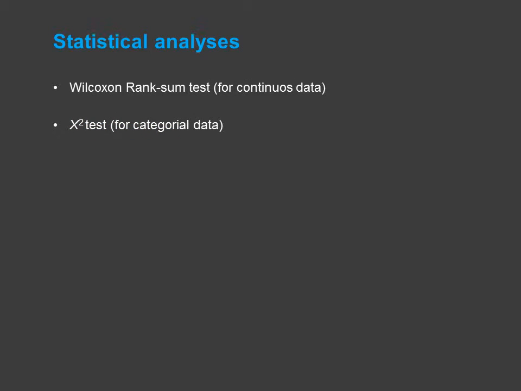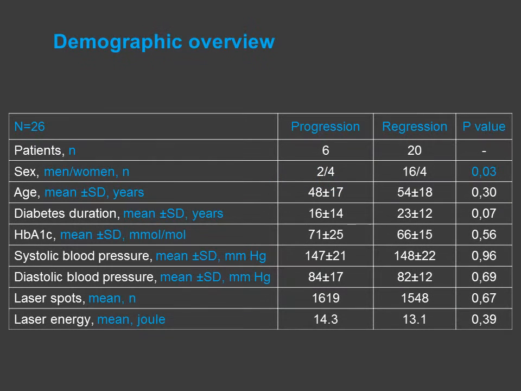We did a Wilcoxon and a Pearson chi-squared test. There was a demographic overview, again looking at the 2 groups, progression and regression. 26 patients, 6 progressed, 20 regressed, just to show you that there weren't any differences between the 2 groups, only when we looked at sex. And here we also looked at the laser spots given in total and laser energy delivered to the retina in total.